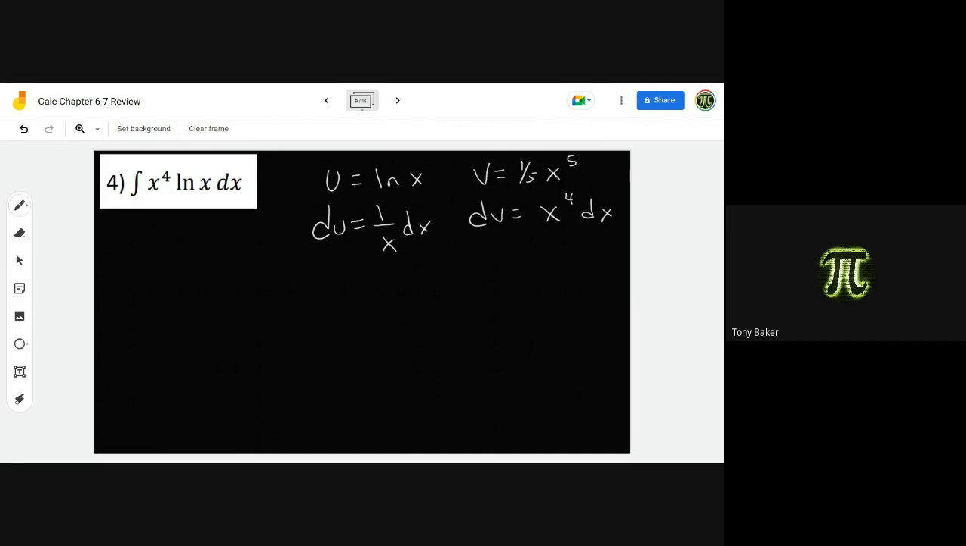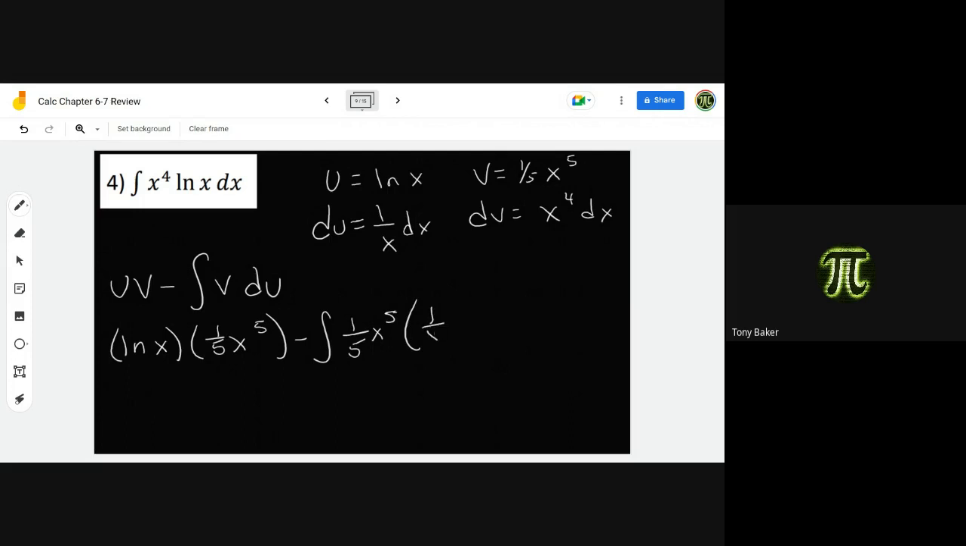Yeah. All right. So now we set up our integration by parts. It's uv minus the integral of v du. So u is ln of x, v is 1/5 x to the 5th, minus the integral of 1/5 x to the 5th times 1 over x dx. So this integral right here, we can clean up a little bit. It's just going to be basically x to the 4th over 5. Because I have x to the 5th divided by x is x to the 4th. So I have 1/5 x to the 5th ln of x minus x to the 5th plus c.